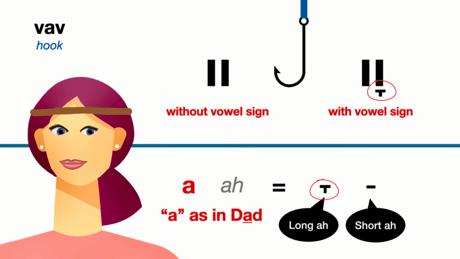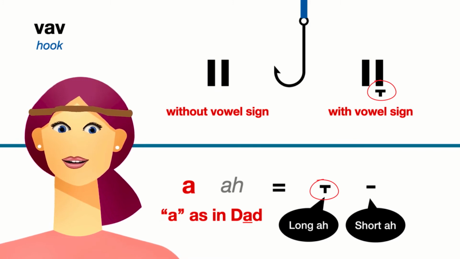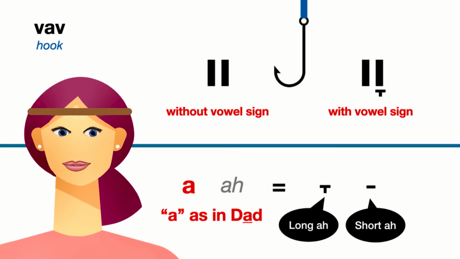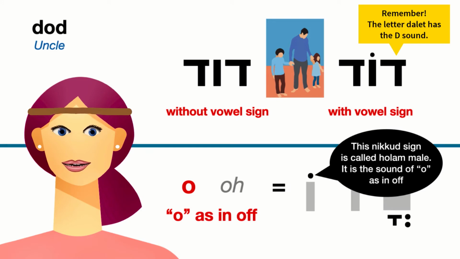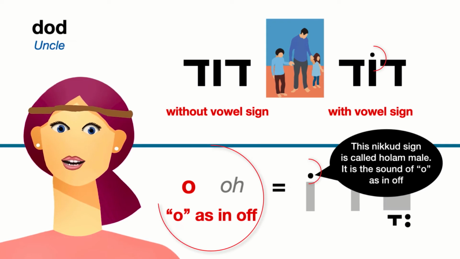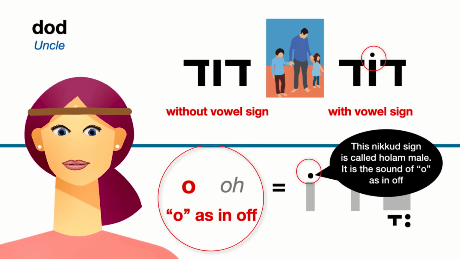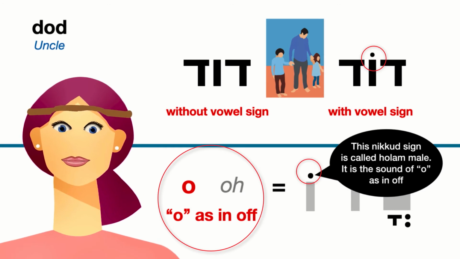Vav is the Hebrew word for hook, and in fact the letter Vav really looks like a hook. In this example, we have a word formed by a dalet, a Vav, and another dalet. Do you remember the sound of dalet? It's the D sound. And as you can see, the letter Vav has the nikkud sign for the vowel O, as in the word off. So this word is pronounced as Dod. Dod is the Hebrew word for uncle.